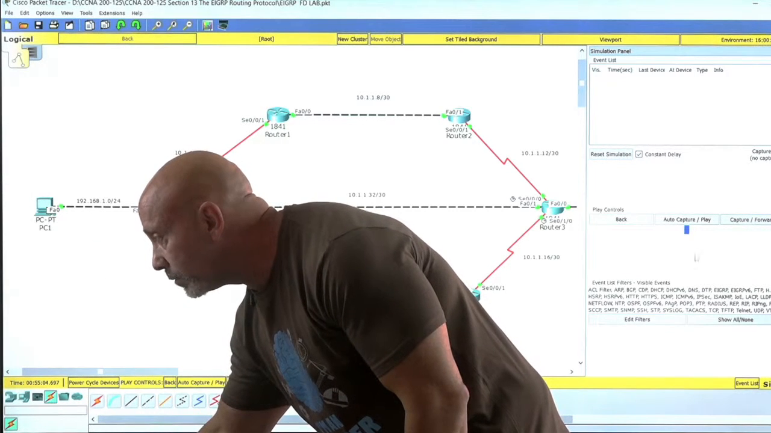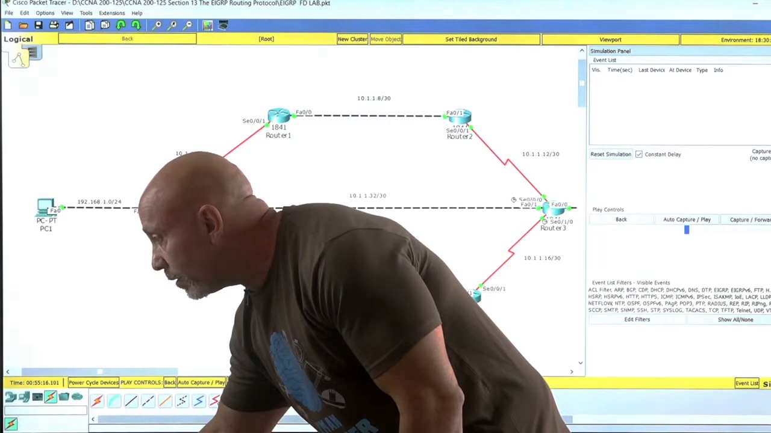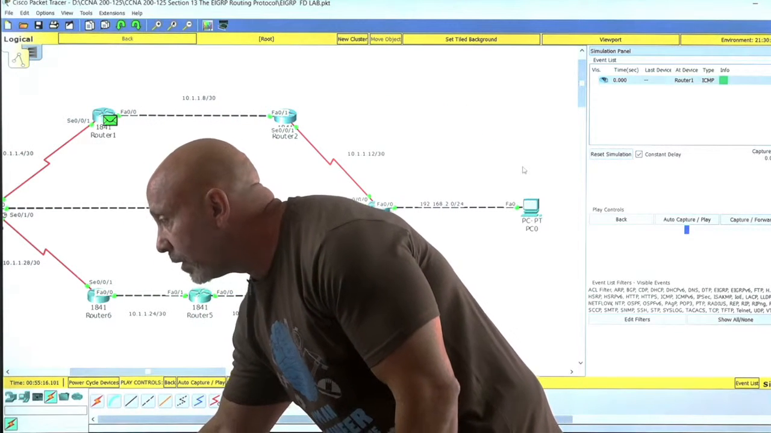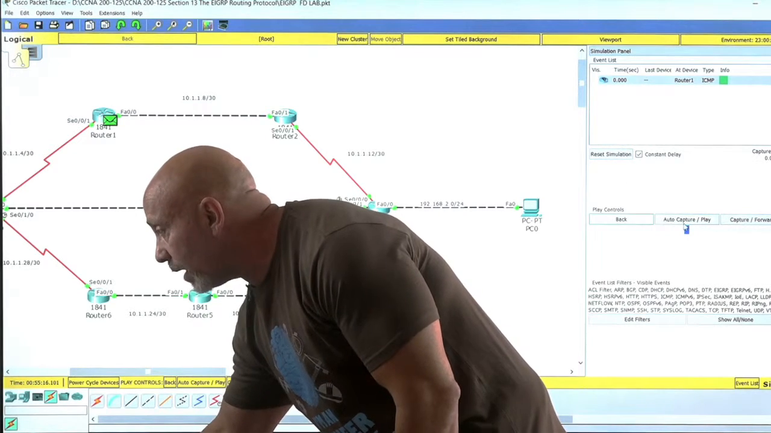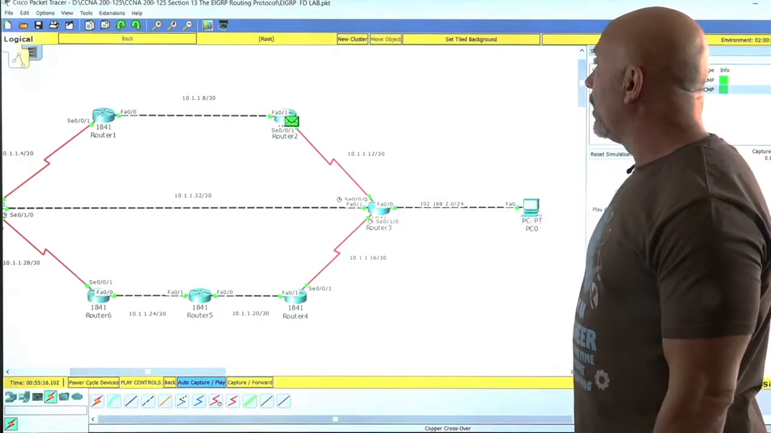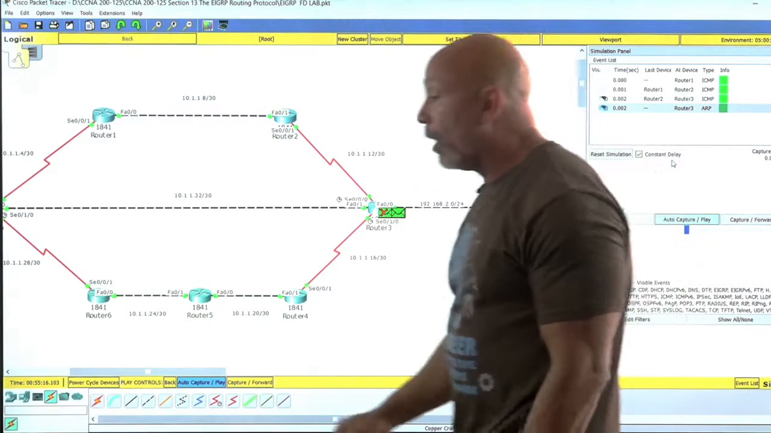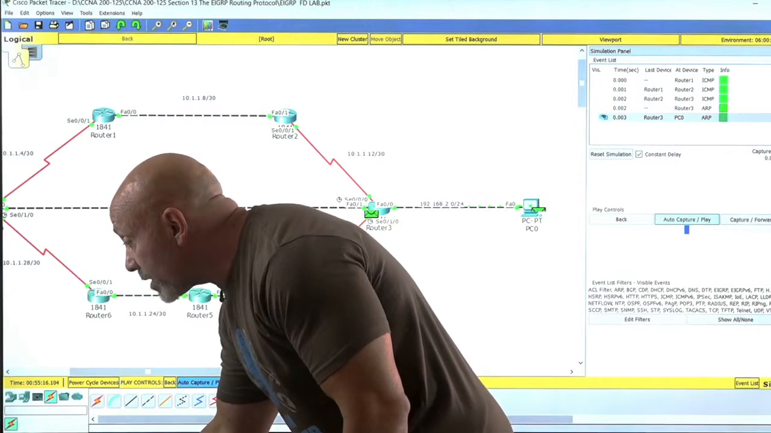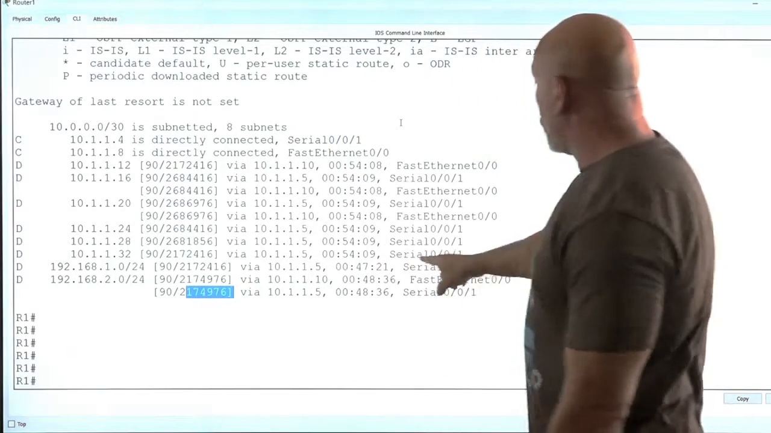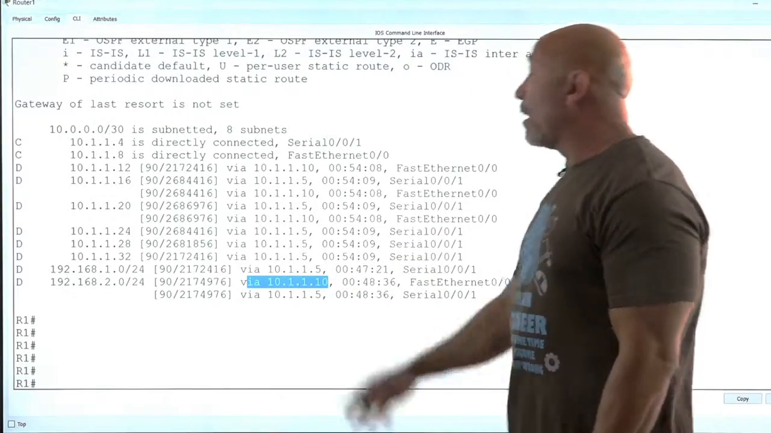Or not from there, sorry. Let's do this again. Come here. From here, we want to go here. And let's go ahead and auto capture play. And it's choosing to go to the 10, down to the serial, and then that way. So that's the way it's choosing to go. And that's the way that we looked at it when we saw it in the routing table. All right. That was going to choose via the 10 network right here. Yeah. All right. Because of the feasible distance.